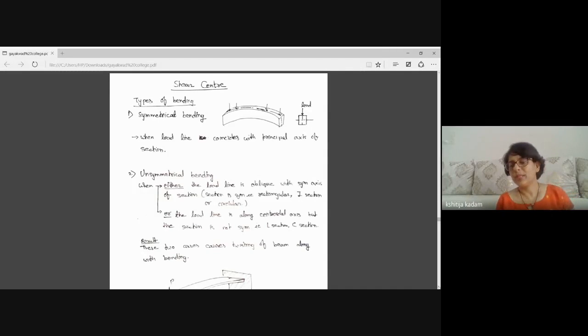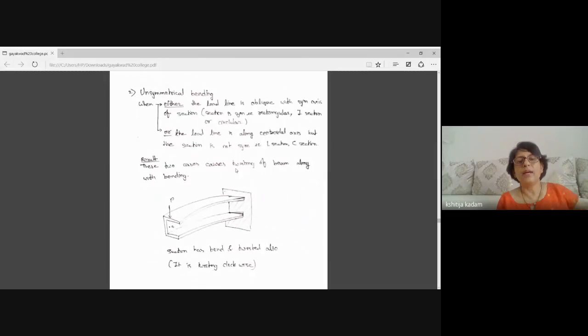Whereas the beam will observe unsymmetrical bending when, here there are two situations. Either the load line is oblique with the symmetrical axis of the section. What does it mean? The section is symmetrical, that is, it is a rectangle or I section or circular. The section is symmetrical, but the load line is oblique.